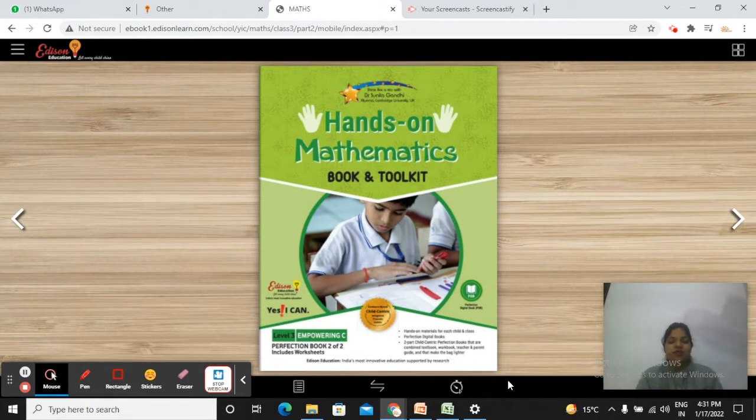So, students, today we will start a new topic. I hope you will enjoy this topic. Okay, the name of the topic is quadrilateral. Right, students? There are so many shapes around us. It can be of circle, rectangle, triangle, square, oval, heart. There are so many shapes and quadrilateral shapes are also around us.